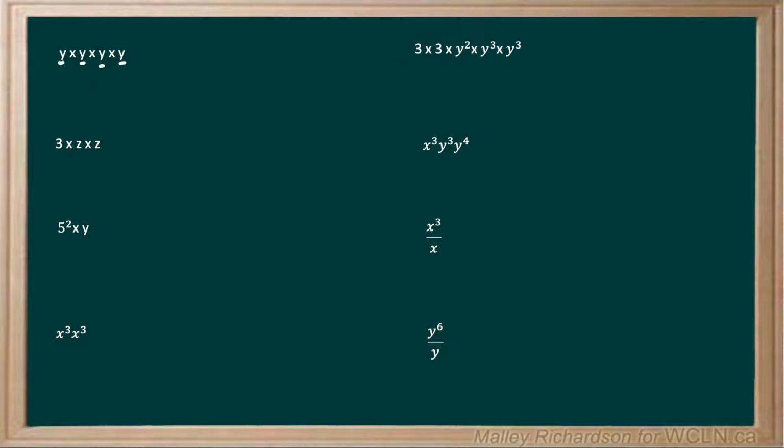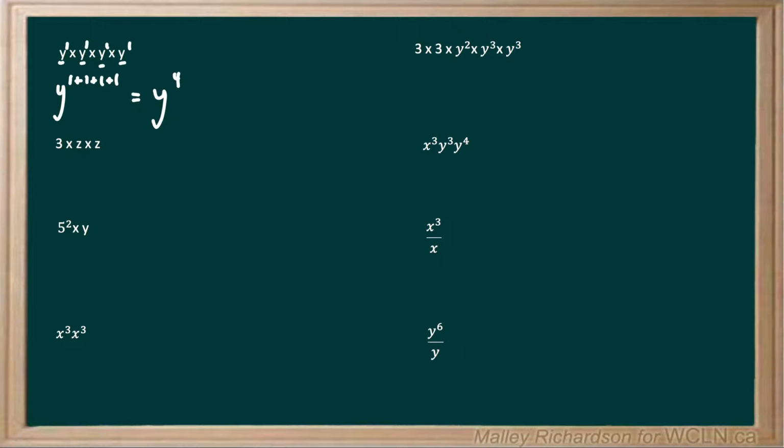And remember, when a variable doesn't have an exponent, it's always raised to the power of 1. So this is the same as y to the power of 1 plus 1 plus 1 plus 1, which gives us y to the power of 4 as our final answer.